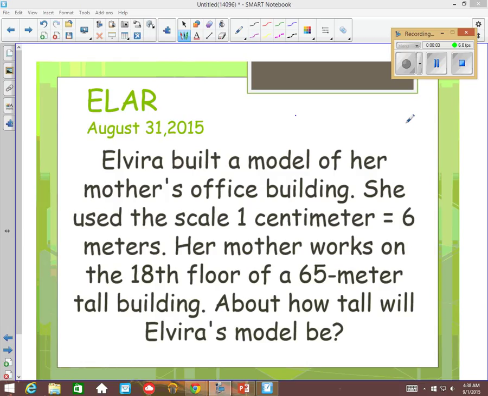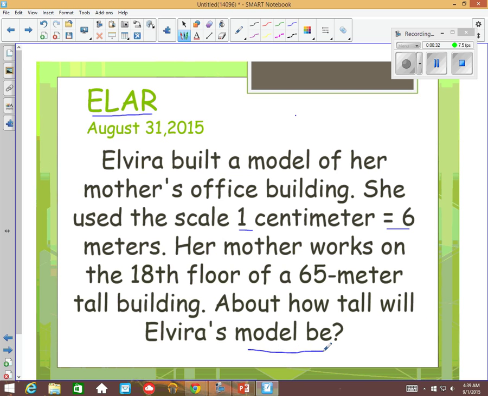Okay, August 31st, MOM questions for ELAR. Evira built a model of her mother's office building. She used a scale of 1 centimeter equals 6 meters. Her mother works on the 18th floor of a 65-meter tall building. About how tall will her model be?